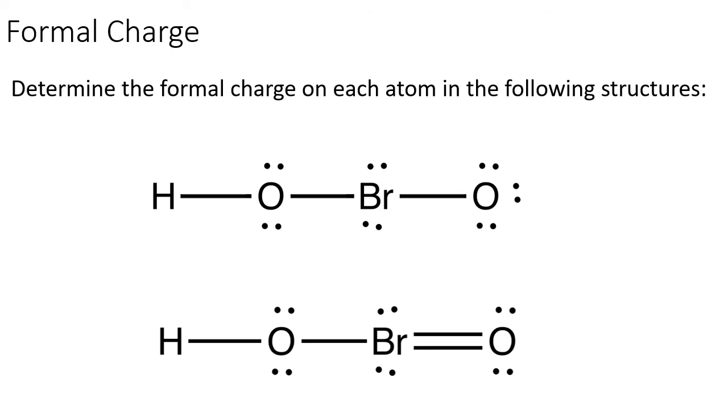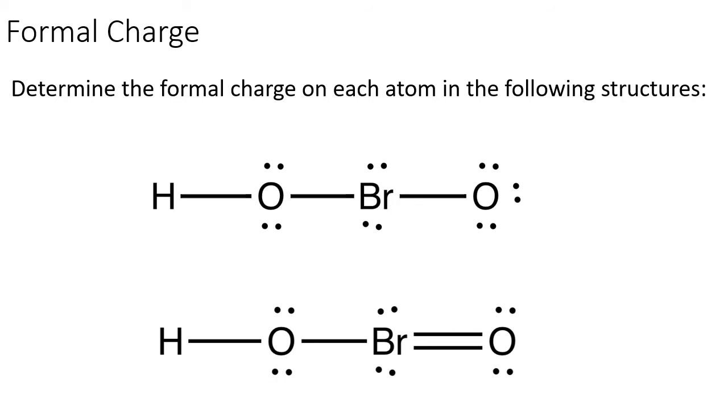All right, so let's try an example. Determine the formal charge on each atom in the following structures, and then we'll compare the two structures and decide which one is the better Lewis structure. Both of these are technically accurate Lewis structures because everyone's happy, everyone has an octet, none of the rules are broken. So that's where formal charge steps in: which one is more appropriate?